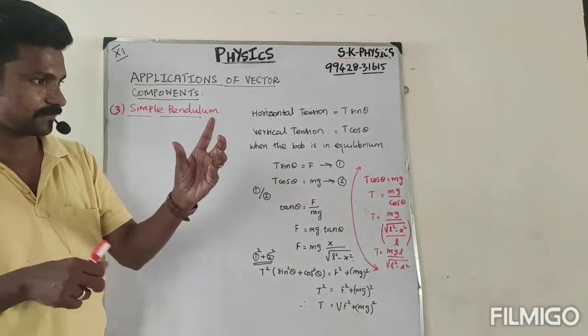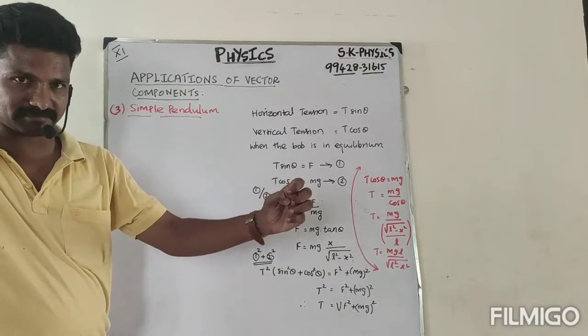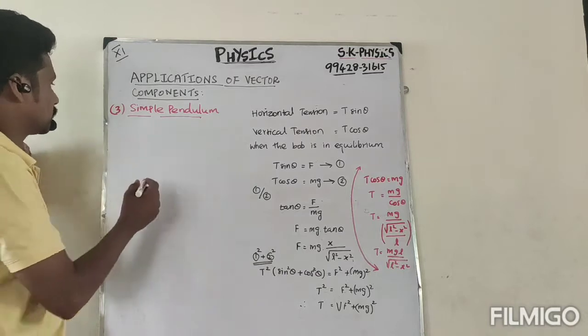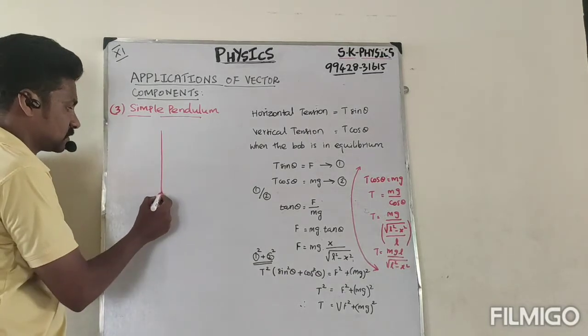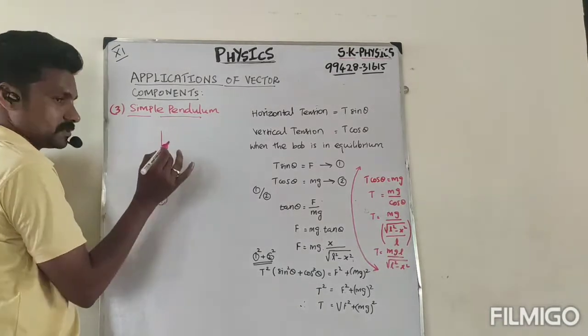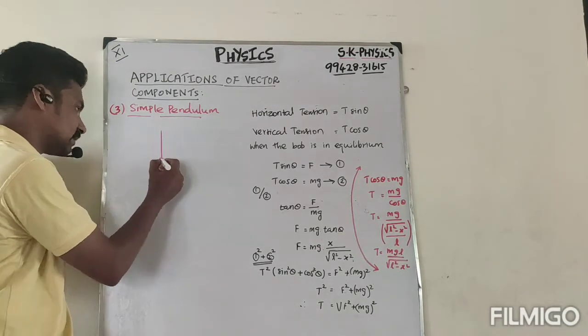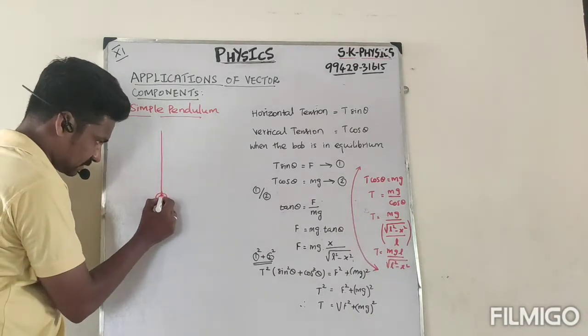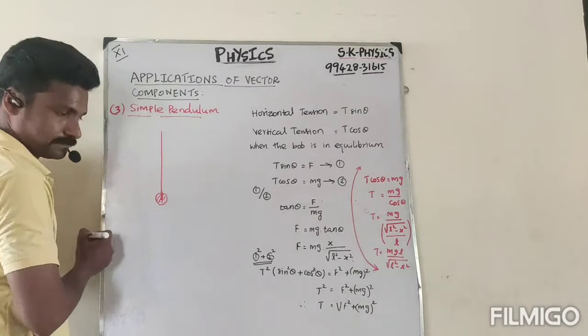So one bob is there, and it will be connected with the thread. It's suspended by the thread. So you know the structure. So this is the thread, and this is the bob. It will be connected with this. Actually, this is the length of the thread. This, up to here, is the radius of the bob.